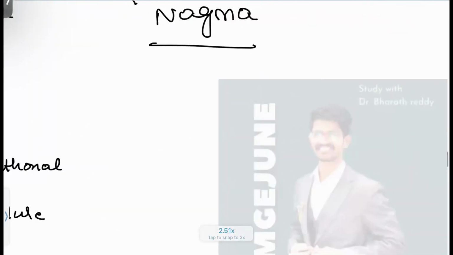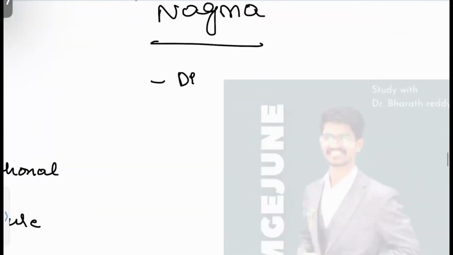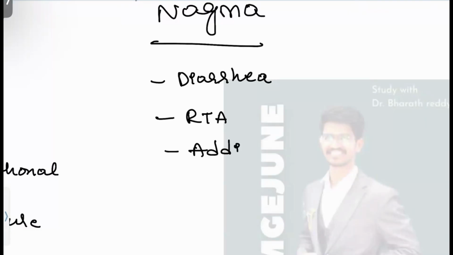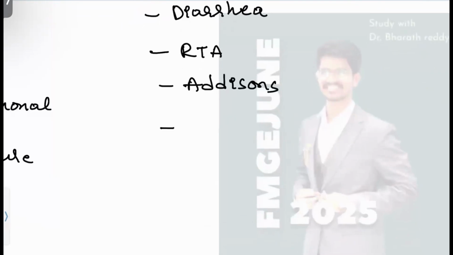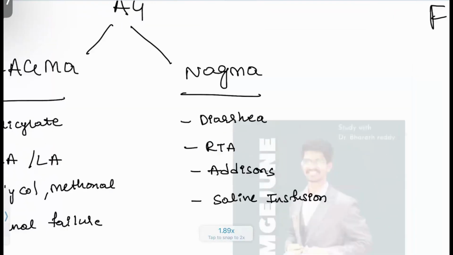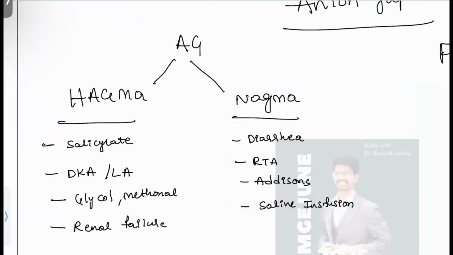And next coming to the NAGMA patients, that is your osmotic diarrhea. Okay, that is your osmotic diarrhea patients or common conditions like renal tubular acidosis or patients who are suffering from Addison's disease, aldosterone disorders like Addison's disease, and those who are suffering from sudden saline infusion. So these are the conditions we see in the high anion gap. Okay, so anion gap, at least you have to know the names of this, like what is the high anion gap with metabolic acidosis and the normal anion gap metabolic acidosis.